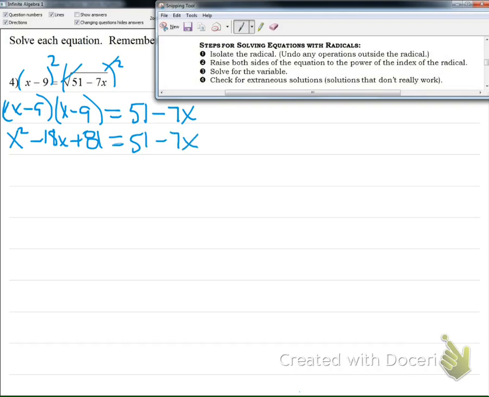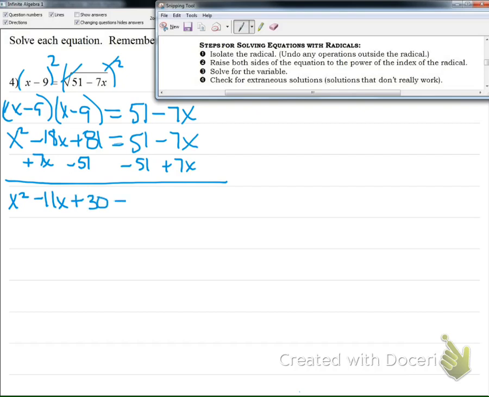Like in the previous problem, we have 2 terms that we need to move to the other side of the equation. It doesn't matter which way you go to make the one side 0, but if you've got 3 on one side and 2 on the other, it makes sense just to move the 2. So subtract the 51 from both sides and add the 7x to both sides. Combine your like terms: x squared minus 11x plus 30 is equal to, and that side cancels out, so it equals 0.